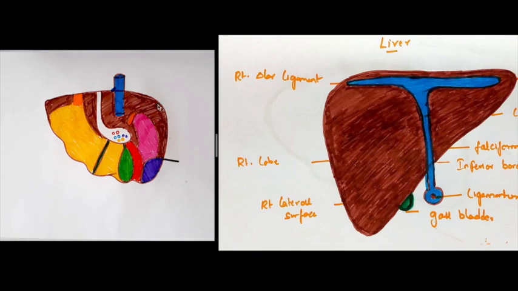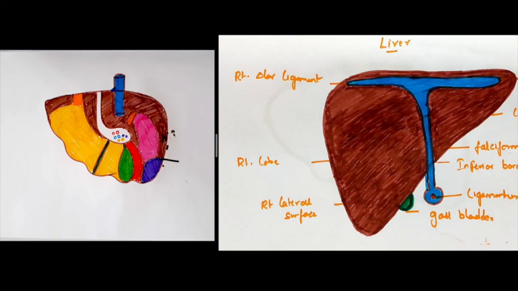The right lateral surface is quadrilateral in shape. Here the diaphragm will separate the right lateral surface from the pleura and lung. At the level of the 10th rib, this diaphragm will separate the pleura of the lung from the right lateral surface, whereas at the level of the 8th rib, this diaphragm separates the right lateral surface from the lung.